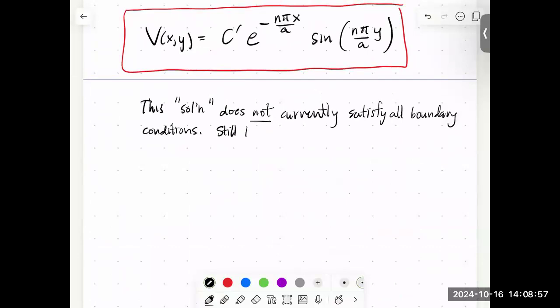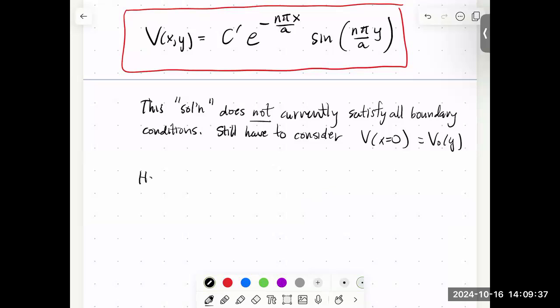We still have to consider that v when x equals 0 has to be equal to v naught, which could be some function of y. And if I look at this, I see that I do have something that depends on y. It's a sine of n pi y. So the only possible way that this is going to be a solution is if somehow the potential on that strip has that sinusoidal dependence. But there's no reason to expect that it would. I could put whatever I want on that strip.